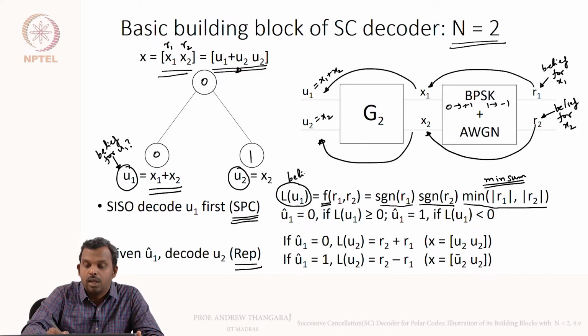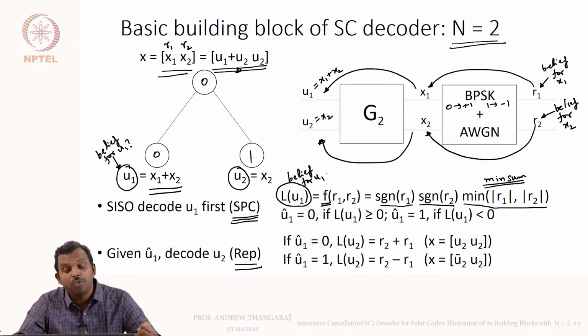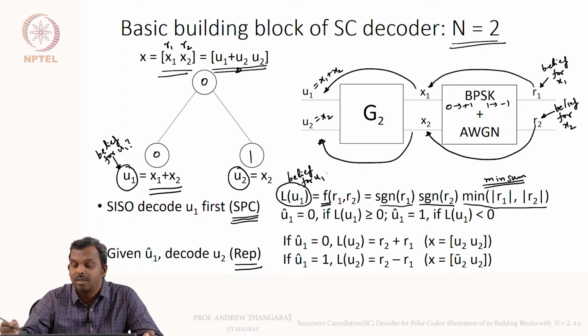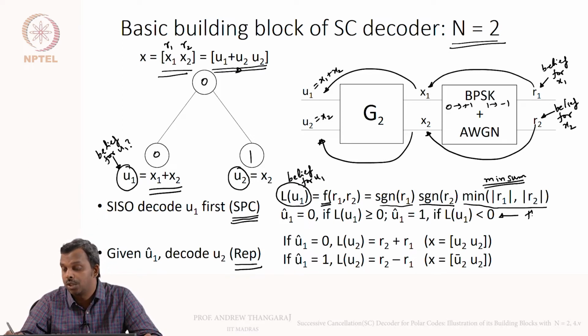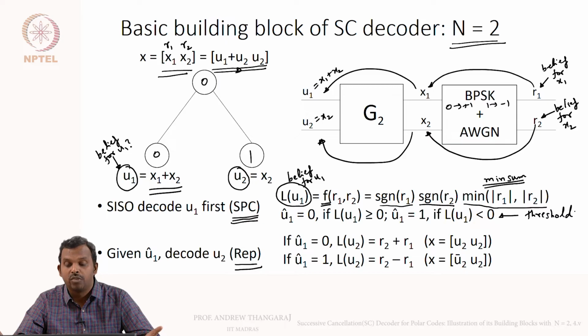I'll call it L of u1, and it's obtained using the min sum. Once you have a belief for u1, finding u1 hat is just a simple hard decision estimate. This is just a threshold. If the belief is positive, you say u1 hat is 0. If the belief is negative, you say u1 hat is 1. Hopefully this is clear to you.